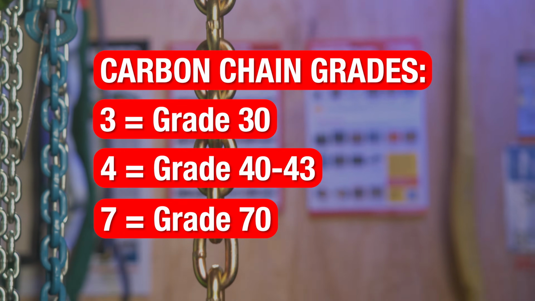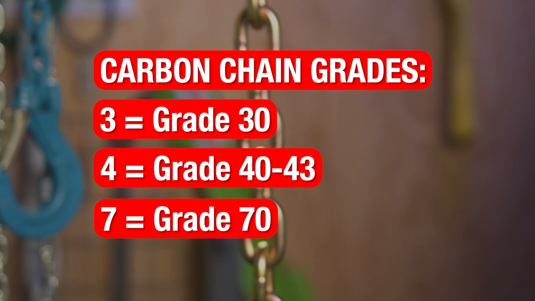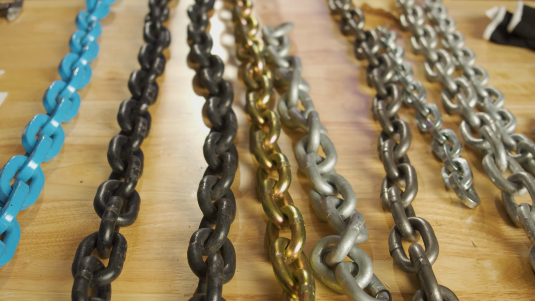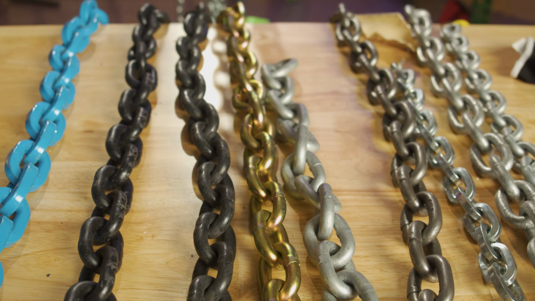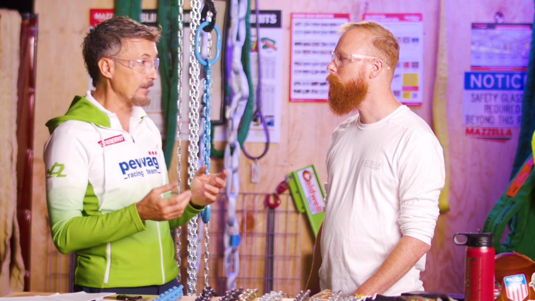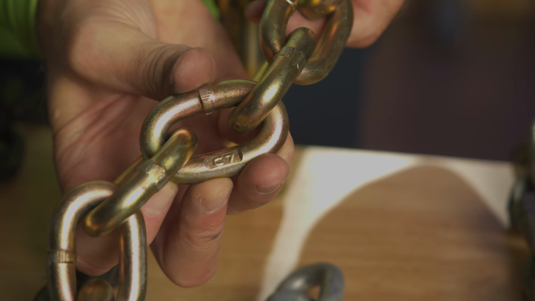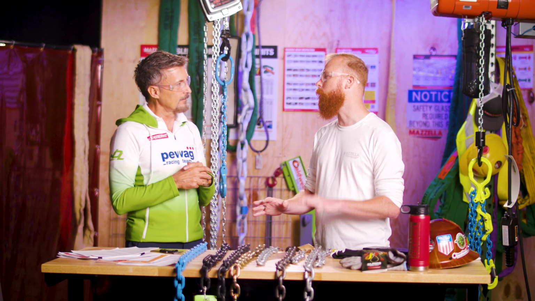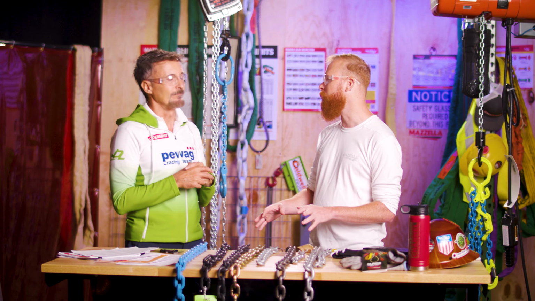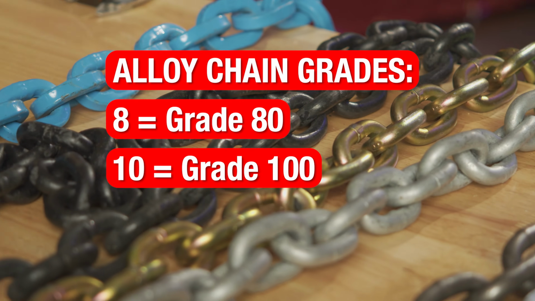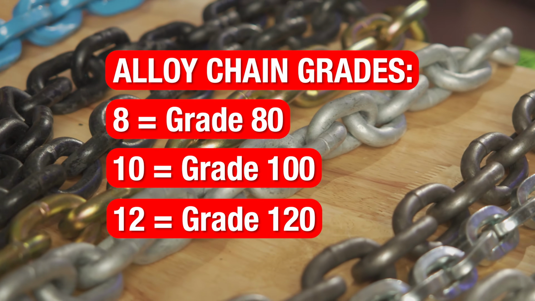The definitive answer is only the marking. If you look here in the States, the very common use of a gold-plated chain is transport. So if from a distance you see a gold-plated chain, you may guess that it is a grade 70, and you can double check that by looking at the marking. The best way to know if it's alloy or carbon is to check the markings on the chain. If it says 8 or 80, 10 or 100, or 12 or 120, it is alloy.